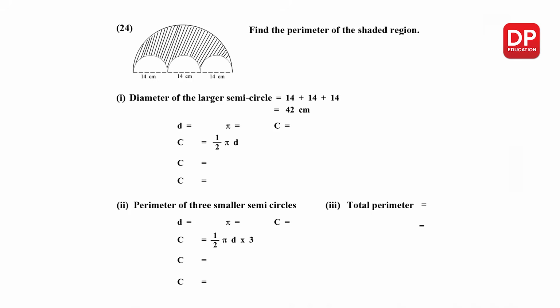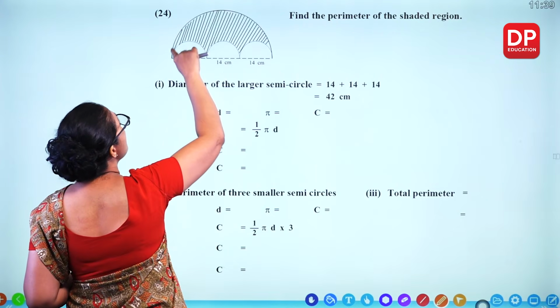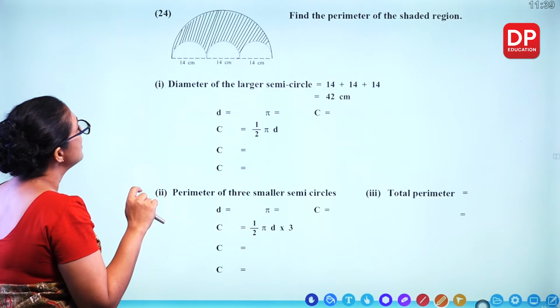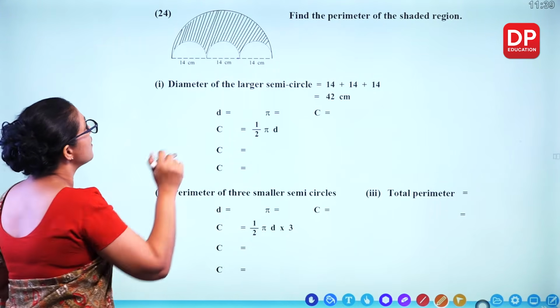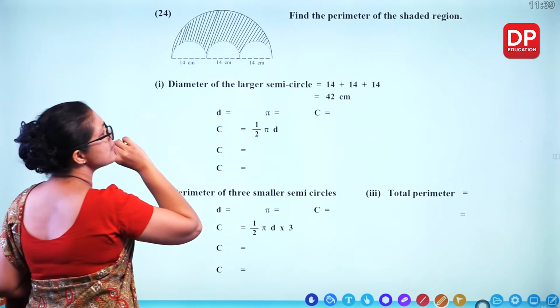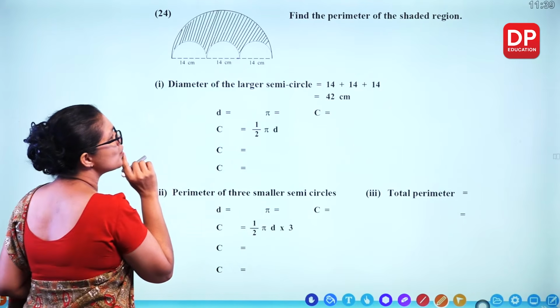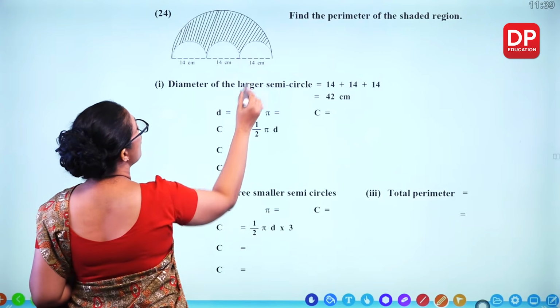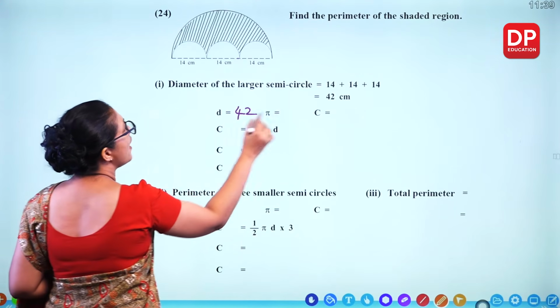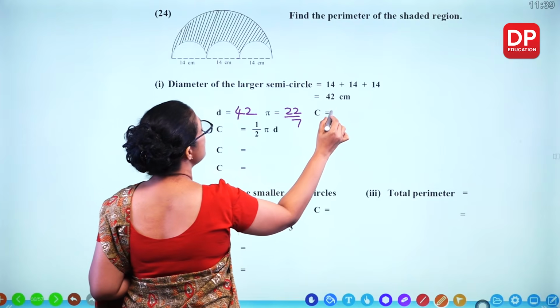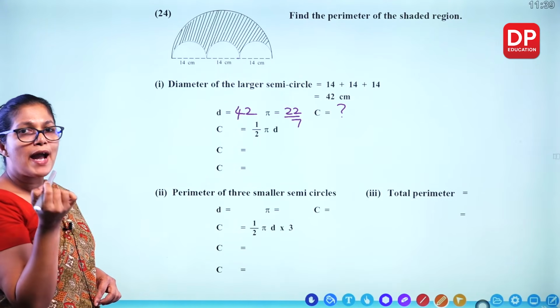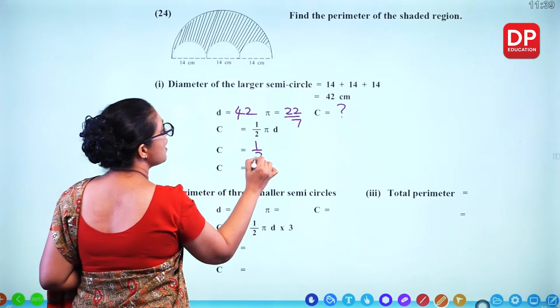Now this one is divided into 3 parts. We'll see this circumference is the same as when you add all 3 together. What's the diameter for the larger one? 14 plus 14 plus 14. You get 42. And so the diameter is 42. Pi is 22 over 7. So you need the circumference. So you can use half pi d, pi d divided by 2.